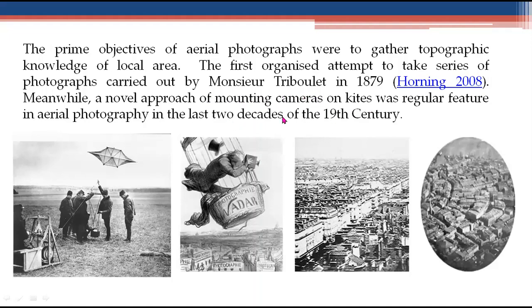Meanwhile, a novel approach of mounting cameras on kites was a regular feature in aerial photography in the last two decades of the 19th century. So you can see here the images. In the initial state, the objective of taking images of the Earth was to see the topography, or topographical features, of a local area. But slowly and gradually this technology improved with time.